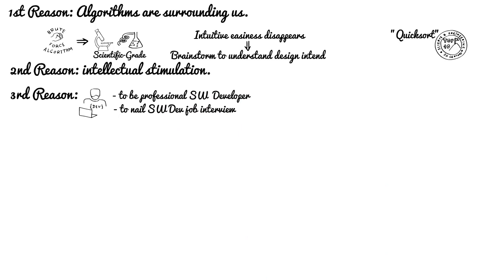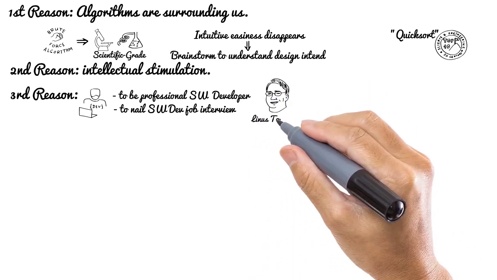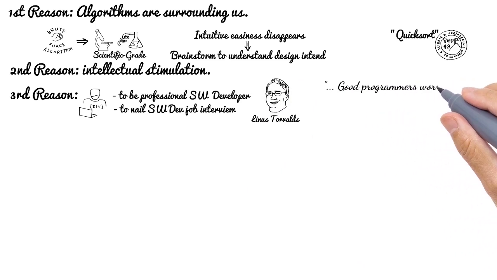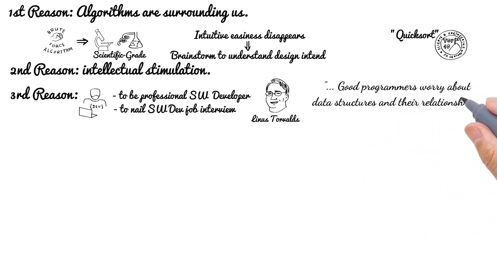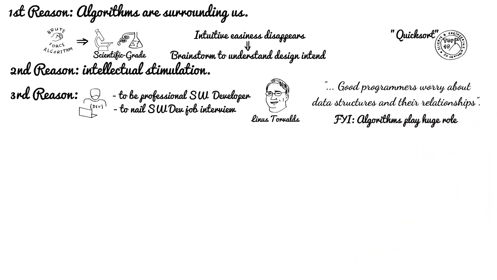Programmers may be bad, average, or they may be good professional programmers. Linus Torvalds, creator of Linux, said, "Bad programmers worry about the code. Good programmers worry about the data structures and their relationships." Algorithms play a huge role when dealing with data structures and their relationships. We will see examples of how algorithms are wrapping around specifically designed data structures later in this video.